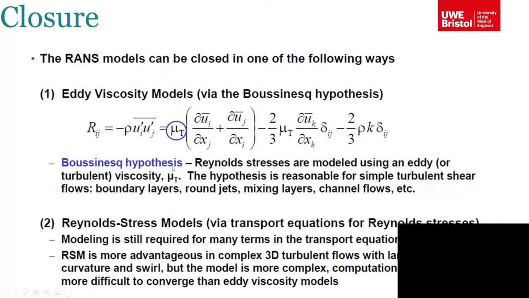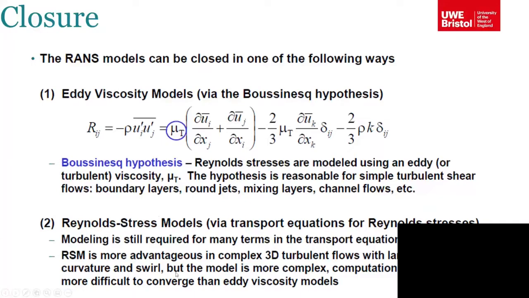Then you have what you call the Boussinesq hypothesis. In the Boussinesq hypothesis, Reynolds stresses are modeled using an eddy viscosity model. So you define the term called eddy viscosity, and with the eddy viscosity model, mu t, you can model the turbulent component. So still, modeling is required for transport equations.